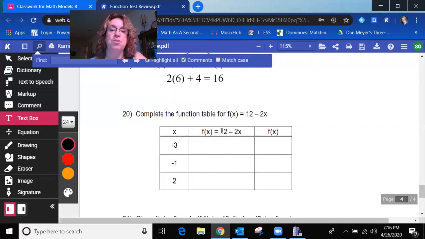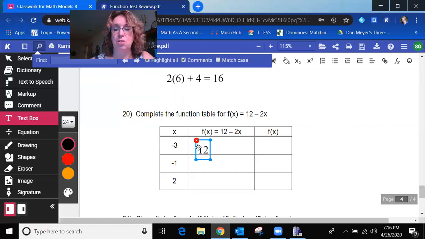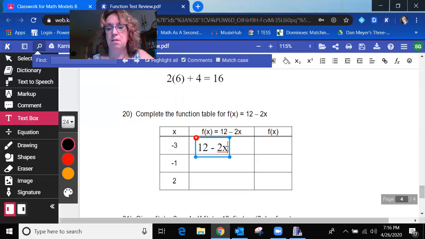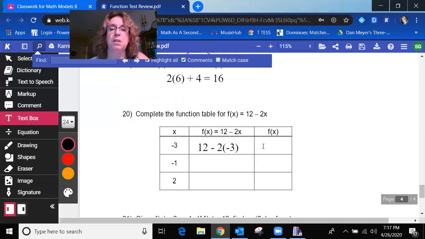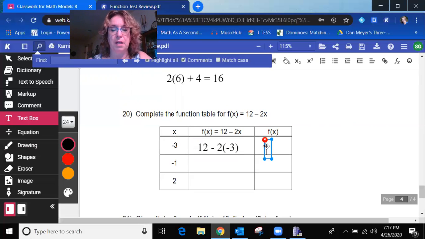They give you the function rule, 12 minus 2x, and the x keeps changing. 12 minus 2x, but I'm going to use a different x. Take the x out, put in -3. Now this part here, I'm going to do that first. Negative and negative makes positive, so that's 12 plus 6. This one is going to be 18.